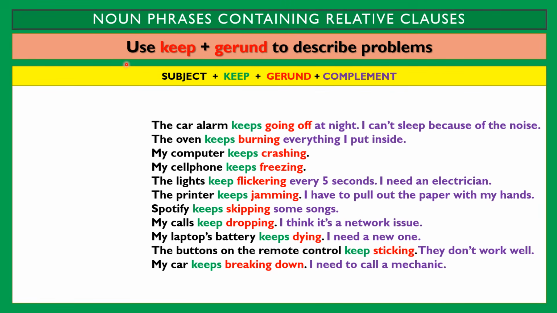You can use keep plus gerund to describe problems that are repetitive or problems that happen frequently. For this, you need a subject plus keep plus gerund plus a complement. The gerund is going to indicate the problem. For example, the car alarm keeps going off at night. I can't sleep because of the noise.